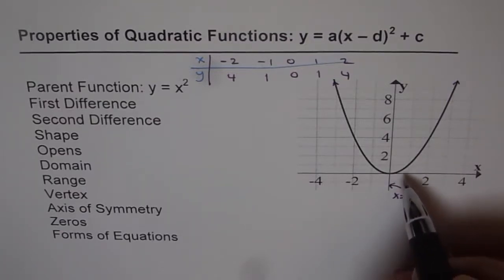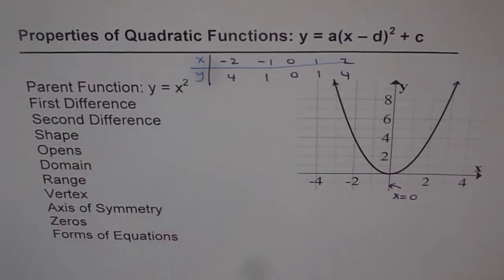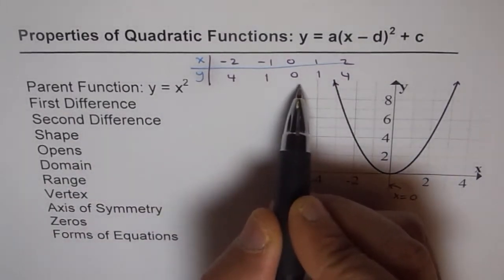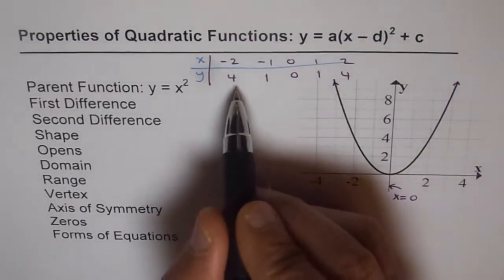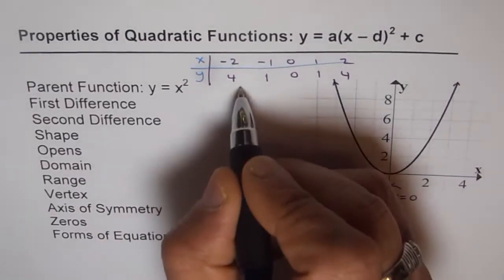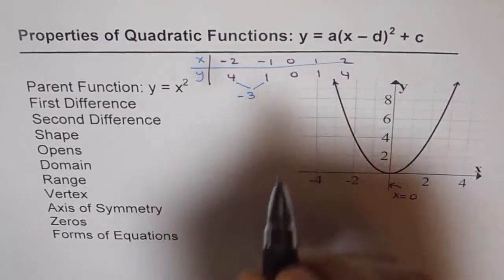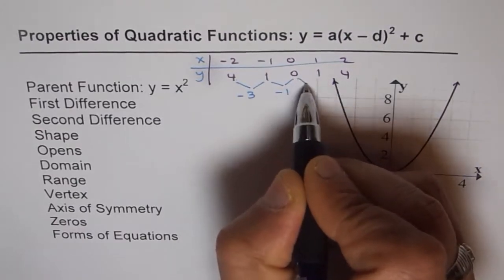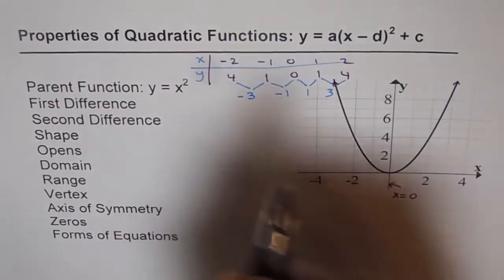Now let's look into some properties of this function. One of the first properties is the first difference. What do we mean by first difference? First difference is the difference in their consecutive values. So if we calculate from the given set of values the difference in their consecutive values, what do we get? 1 minus 4 is minus 3. 0 minus 1 is minus 1. 1 minus 0 is 1. And 4 minus 1 is 3. So that is the first difference.